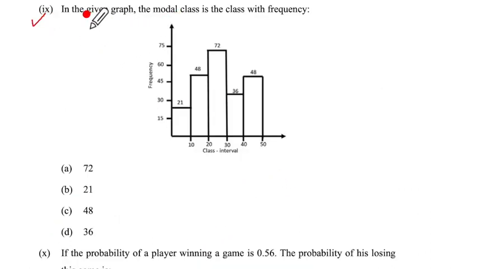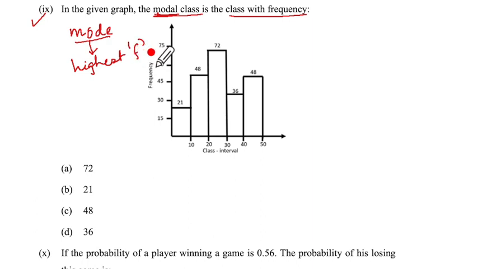Ninth subpart. In the given graph, the modal class is the class with frequency. Now the modal class comes from the word mode. Mode means the highest frequency. Correct? Where is the highest frequency here? This one is the tallest. So the class is from 20 to 30. Okay, this is the modal class. How much is the highest frequency here? 72. So this is the frequency of the modal class. Modal class means the class with highest frequency.